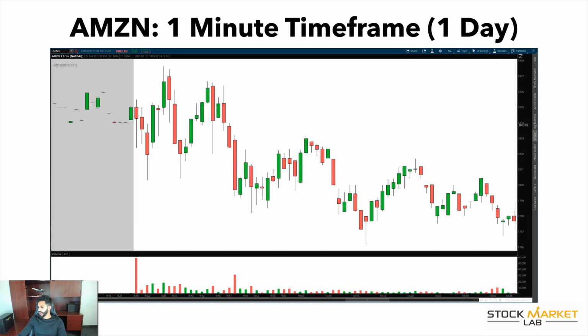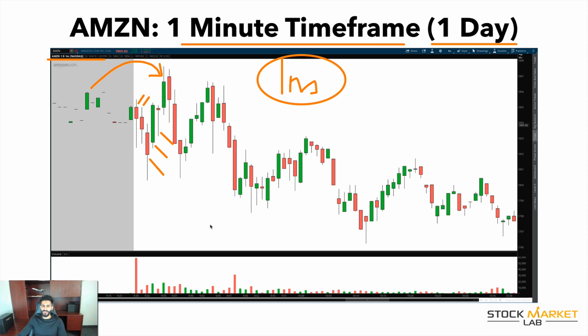Now we are on Amazon, 1 minute time frame for 1 day. So we have information for 1 day, and each one of these candles, which once again I will break down in a bit, represents information for 1 minute. This is showcasing everything that has happened for 1 exact minute. 1 minute this happened, the next minute that happened, third minute that happened, fourth minute that happened, fifth minute that happened. So showcasing more within each and every single minute time period.